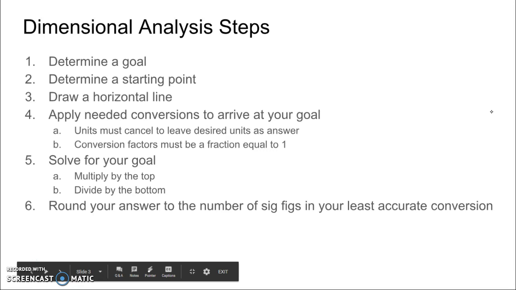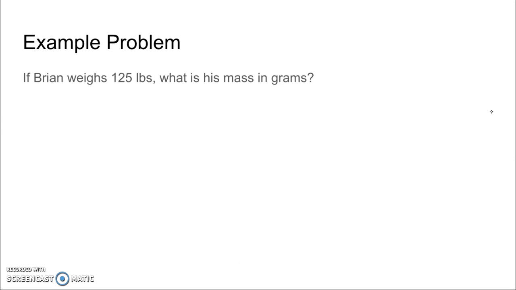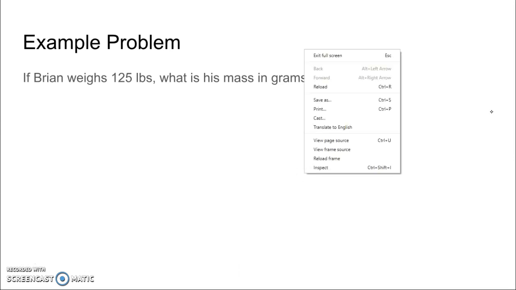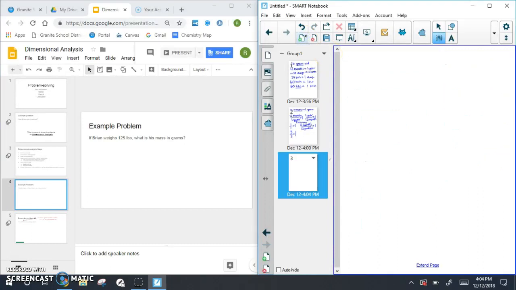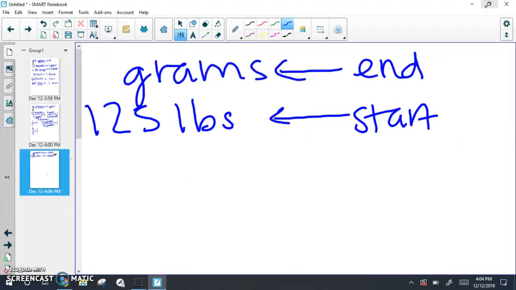Okay, let's just dig right into this. We're going to do an example and see how this plays out. If Brian weighs 125 pounds, what is his mass in grams? So let's use our steps and figure this out. What is our end goal? Well, we want Brian's mass in grams, so I'm going to write that and say that is my end goal. That's where I'm ending. Where do I start? I start with the only number I'm given, which is his weight in pounds, so I'm going to write that like that.